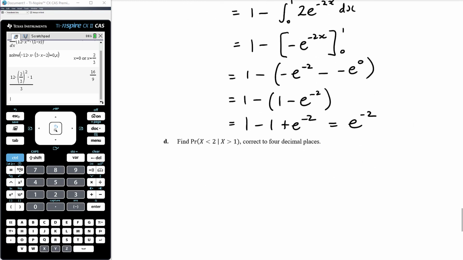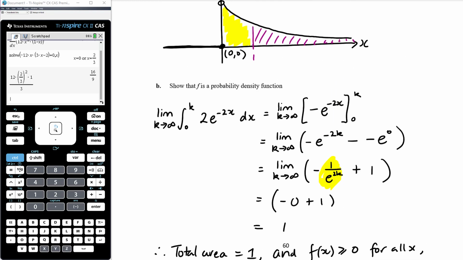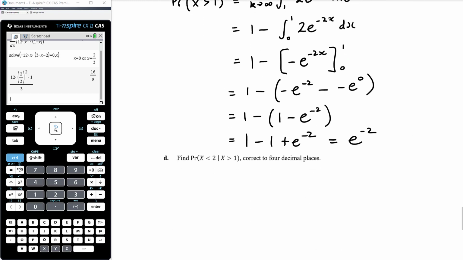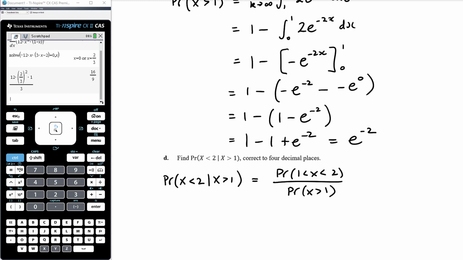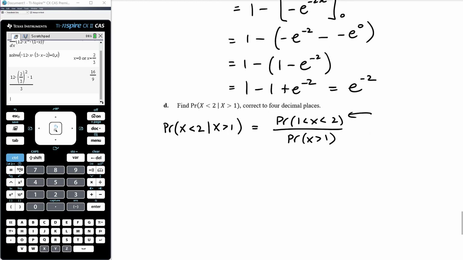Find the probability that x is less than 2 given that x is bigger than 1. So it's going to be this red area over the purple area. The probability that x is less than 2, given that x is bigger than 1, is the intersection of those two things, which is x being between 1 and 2, over the second thing, which we've already worked out in the previous question. So we just need to work that bit out first, so let's do that separately.